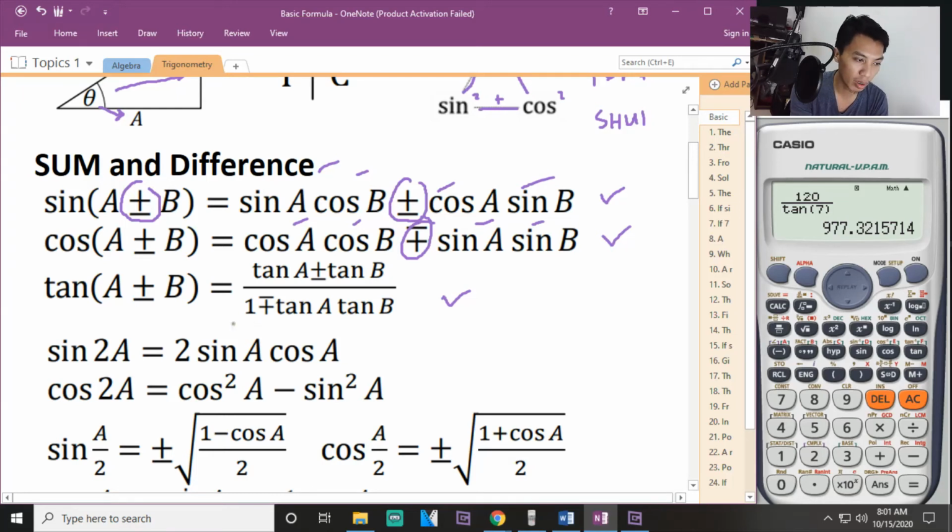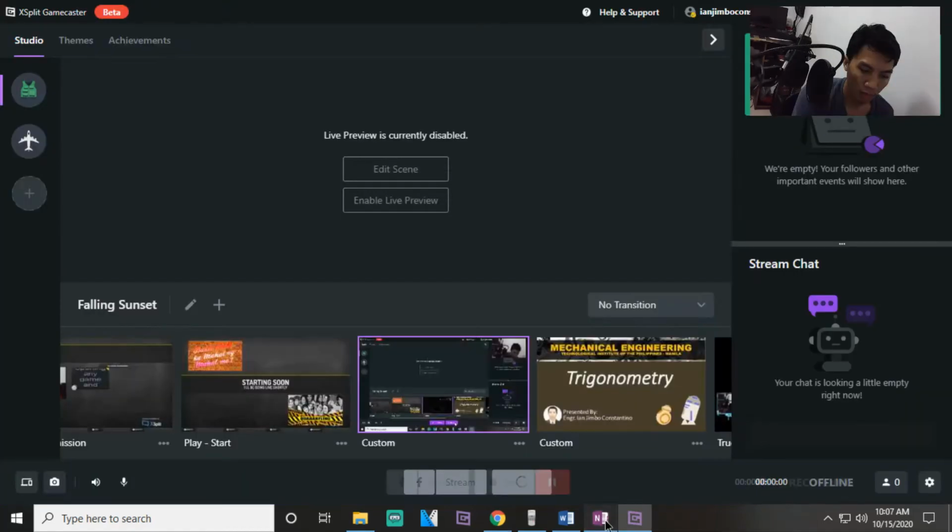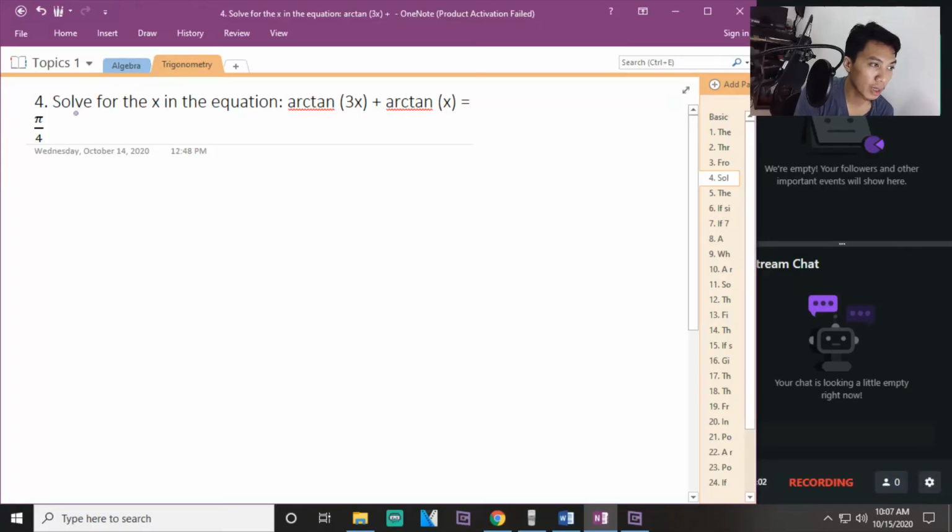So, you can recall: tangent, tan, 1, tan, tan. Okay, going back to number 4: solve for the x in the equation arctan 3x plus arctan x equal to 5 over 4. Now, how do we solve it? We solve it like this, okay?